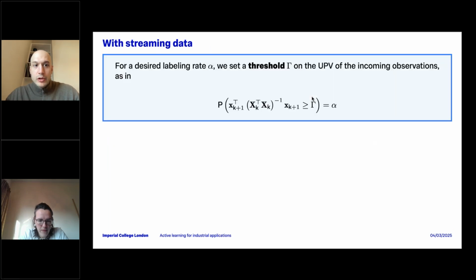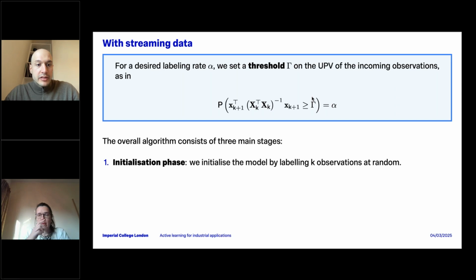And the main issue is how do we update or adapt this strategy for dealing with streaming data. And what we did was very similar to a statistical process control approach. So we try to determine a threshold, an upper control limit, on the scalar prediction variance of the incoming observation, and then we just fix that based on a sampling rate, or a labeling rate, if you wish.